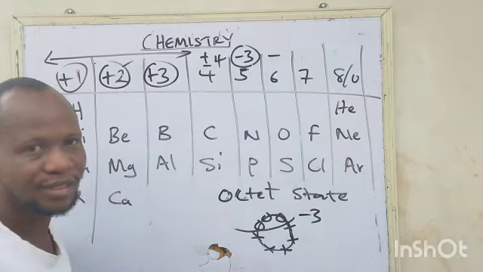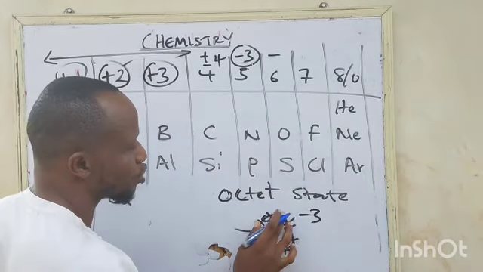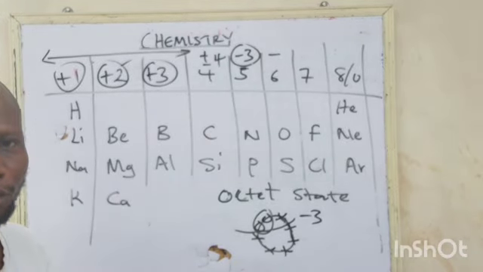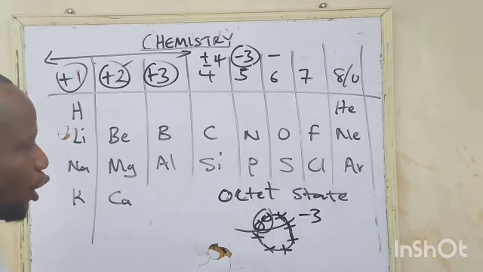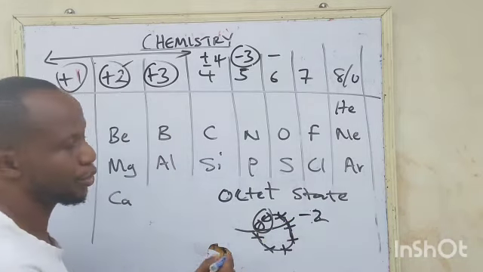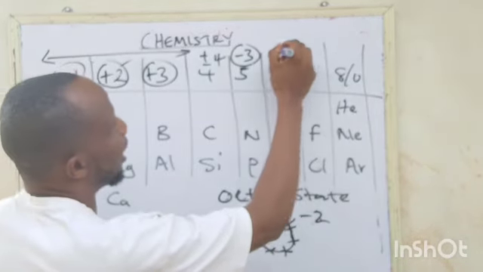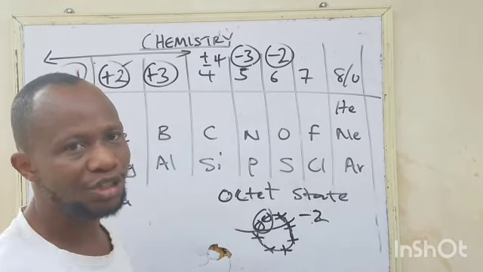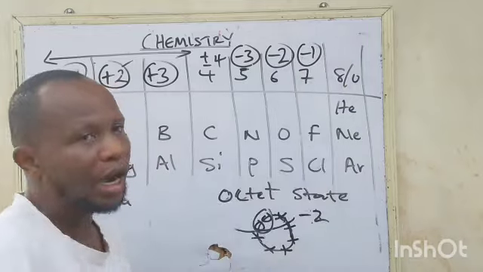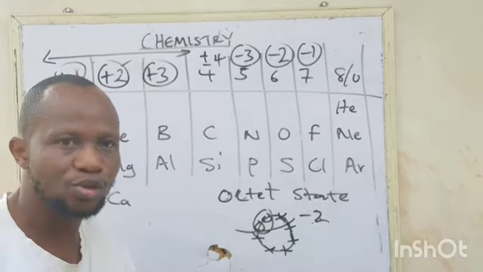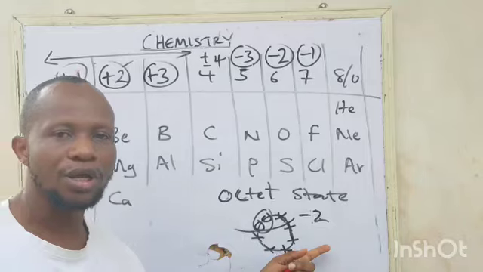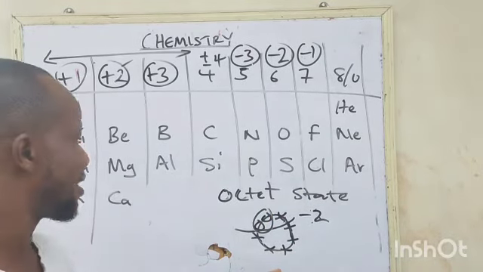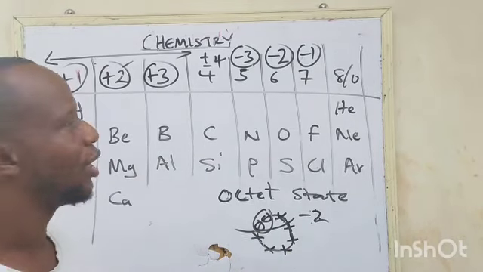Group 6 is closer to 8. 2 spaces will be available for bonding or acceptance of electrons. So 2 is borrowed or accepted, and that makes the oxidation number -2. And group 7, the halogen family, is -1. Of course, 7 is closer to 8, so group 7 elements will rather borrow or accept 1 electron than give out 7 of their outermost shell electrons.